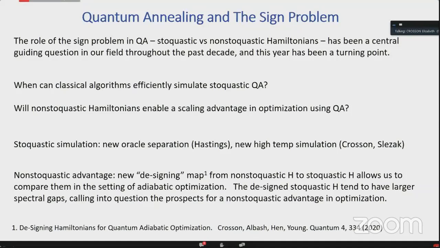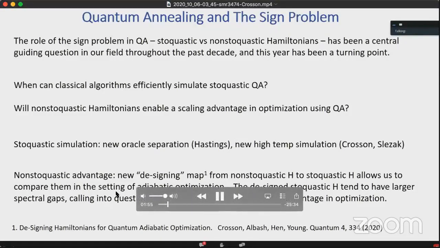And so here in this paper, we define a new de-signing map from non-stochastic Hamiltonians to stochastic Hamiltonians. And this allows us to compare them somewhat directly in the setting of adiabatic optimization. And the conclusion is that the de-signed stochastic Hamiltonians tend to have larger spectral gaps. And so we are calling into question the prospects for a non-stochastic advantage in optimization. Now, I'll qualify that carefully as we go on.